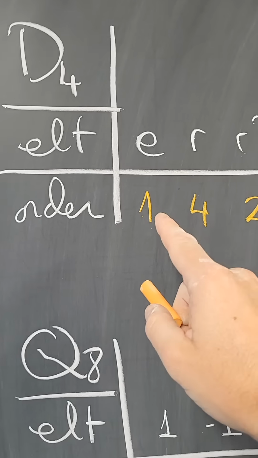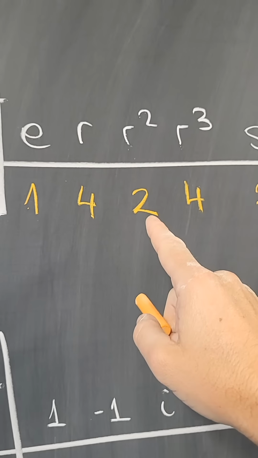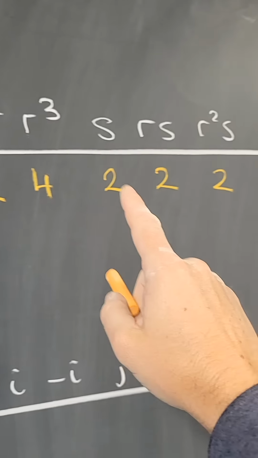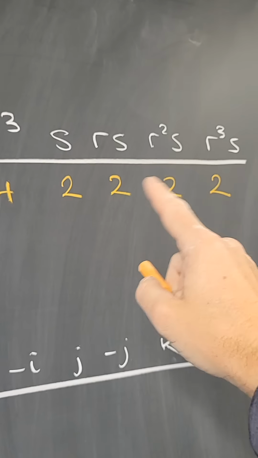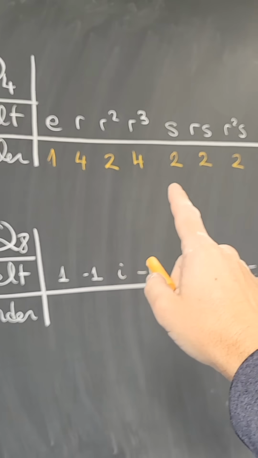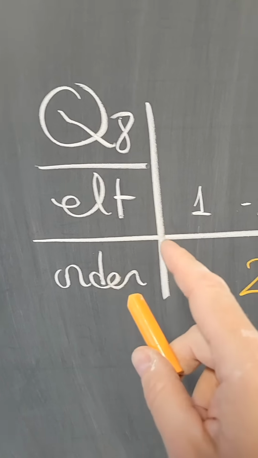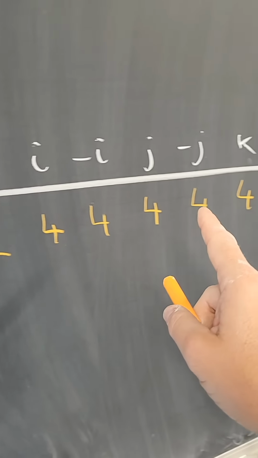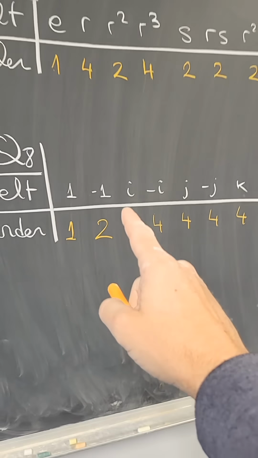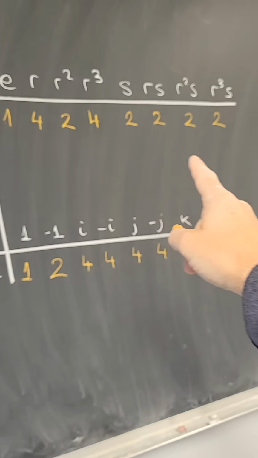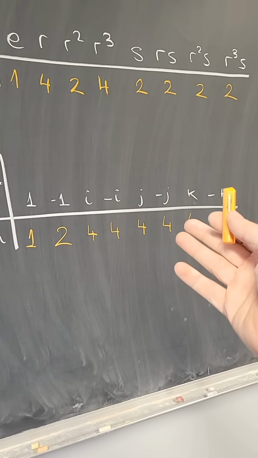In D4, the identity has order 1, the rotation by 90 degrees has order 4, the rotation by 180 has order 2, and then R cubed has order 4, and S, RS, all of those 4 elements have order 2 because they are reflections on the square. So notice that all in all, we have 5 elements of order 2 in D4. But in Q8, there's only one element of order 2, and all these other elements have order 4, except identity. So there's only one element of order 2, while in D4, there are 5 elements of order 2. So they cannot be the same group, because otherwise there would be the same number of elements of order 2.